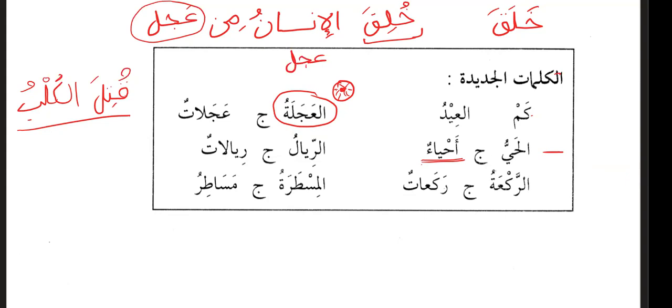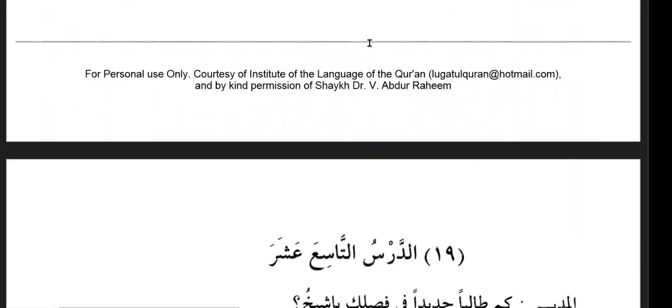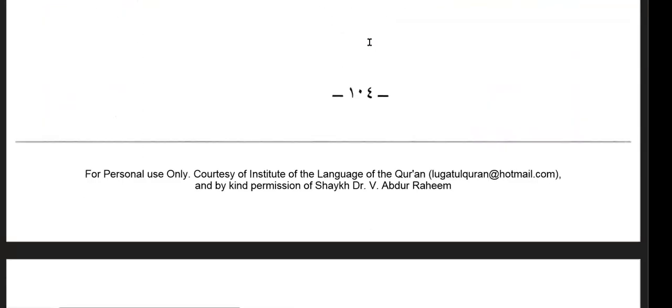Like al-riyalu, we know that, currency of the Kingdom of Saudi Arabia. Plural riyalat. Al-rak'atu, which is a unit of prayer. Plural raka'atun, units of prayer. Al-mistaratu, ruler. Plural masatiru. جمع مساطر. نعم. وبهذا, with that, we finished lesson 18.